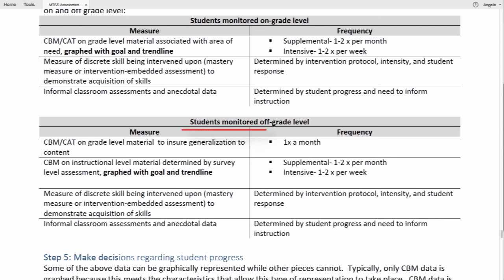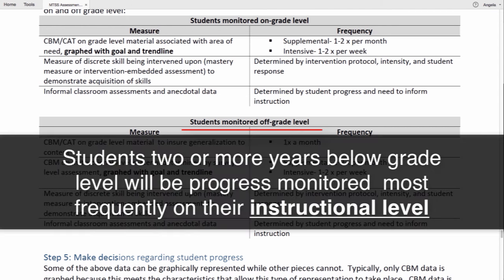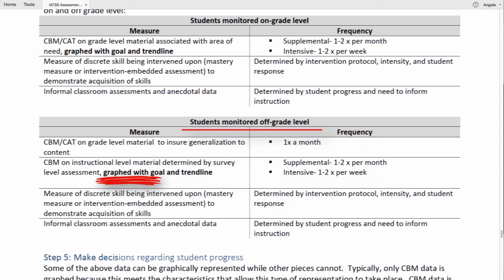For students that are monitored off grade level, remember those are typically students that are 2 or more years below grade level. They'll be measured most frequently using that curriculum-based measure that's on their instructional level. Think about Chris's 2nd grade oral reading fluency is where we start measuring him, which is about 1 to 2 times a month again for supplemental and about once a week for intensive.